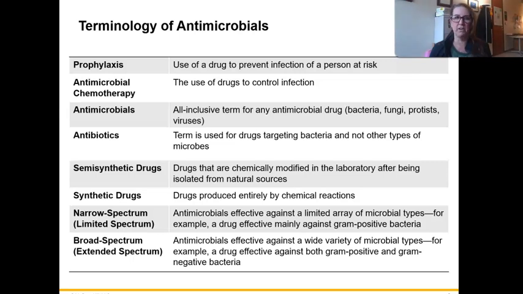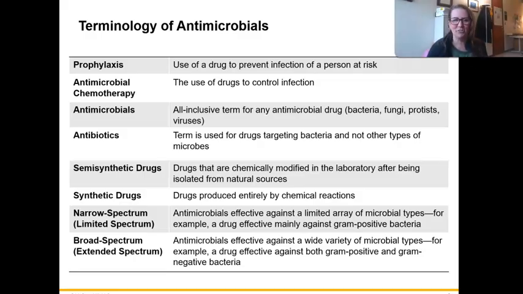So sometimes people are on prophylactic antibiotics without essentially a diagnosis of an acute antimicrobial infection. This is to prevent infection. All right. And next, antimicrobial chemotherapy. So this is where you have an infection and we're now using medications to control the infection.